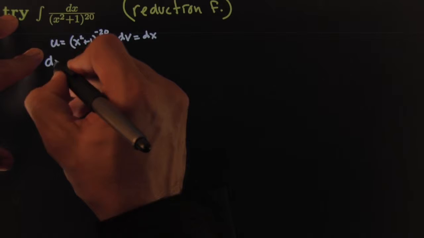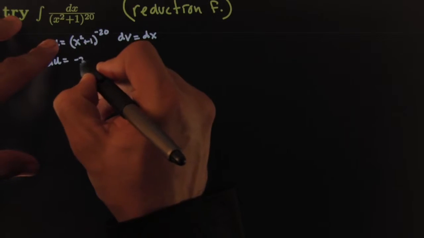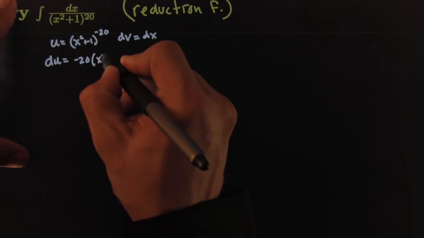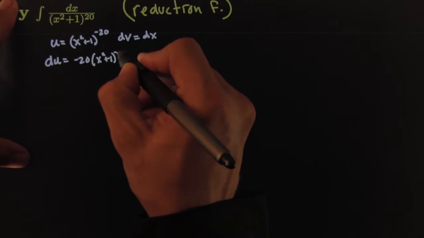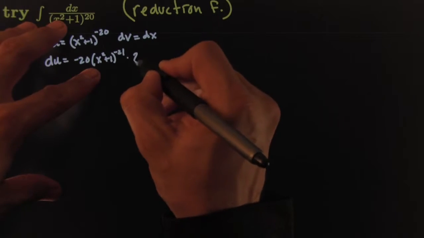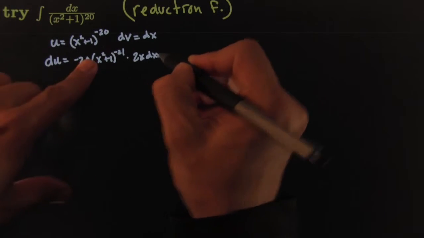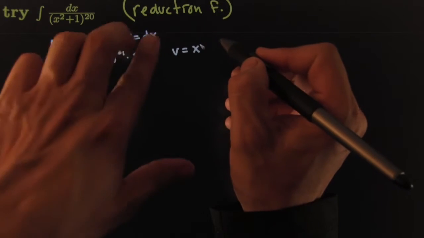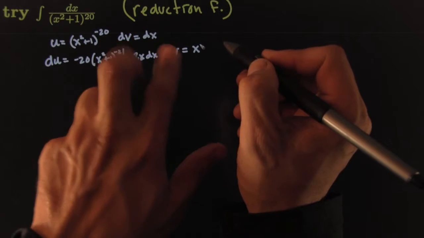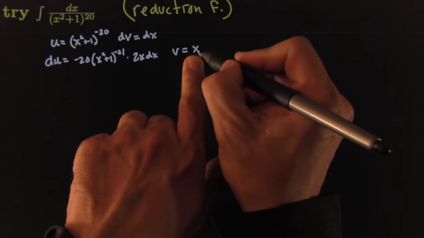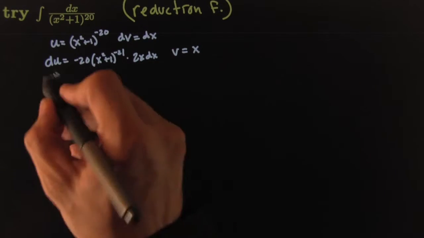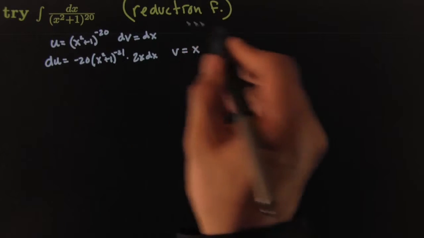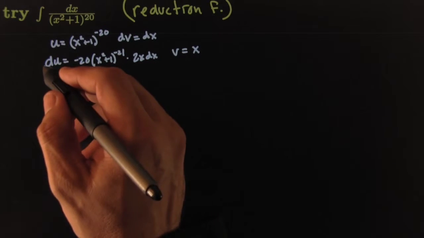We differentiate, so du would be equal to negative 20 times (x squared plus 1) raised to negative 21 times 2x times dx, the derivative of the stuff inside. On this way, we go the other way, integrate both sides. Integral of dv, integral of dx, gives you v must be equal to x. Piece of cake. Alright, we write our by-parts statement.